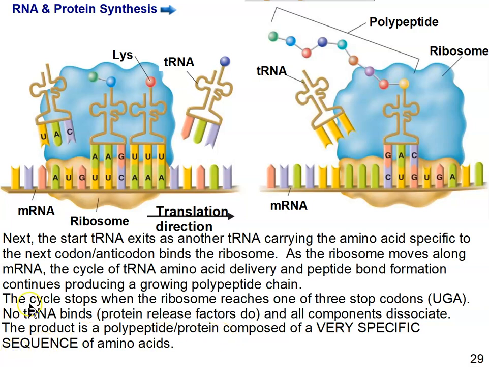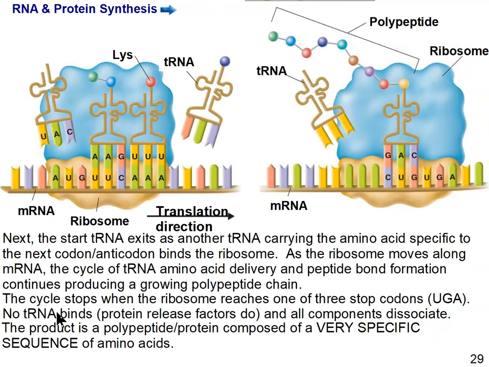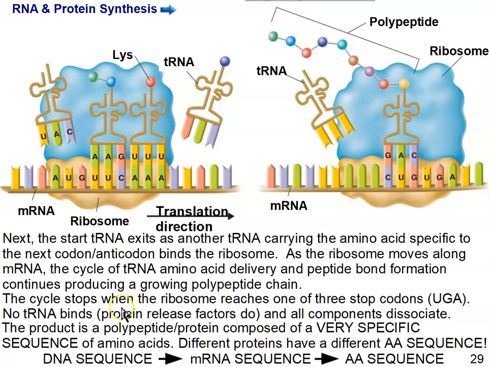There are thousands, hundreds of thousands of different proteins in the human body, for example, and I'm sorry, there was a mistake there. And all of them have a different amino acid sequence. Different proteins have a different amino acid sequence. That's what makes them different. That gives them a different structure, which gives them a different function. So the DNA sequence leads to a messenger RNA sequence, which leads to the amino acid sequence. That's basically the central dogma of biology.